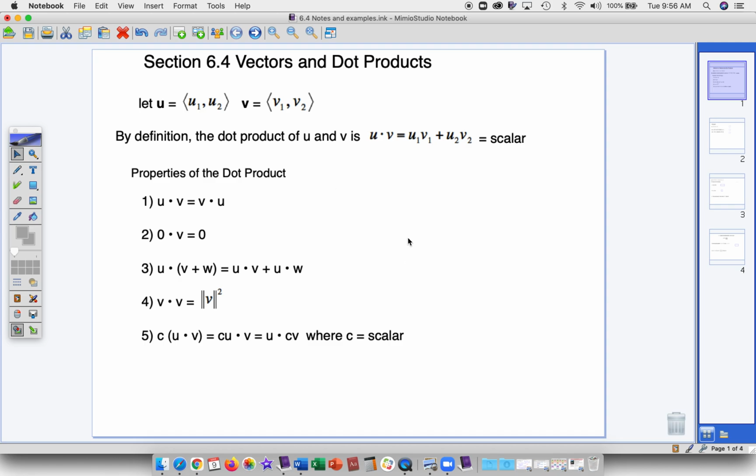dot product. Just so you know, we do not cover all of this section. We're just going to look at the dot product and how to find the angle between two vectors.